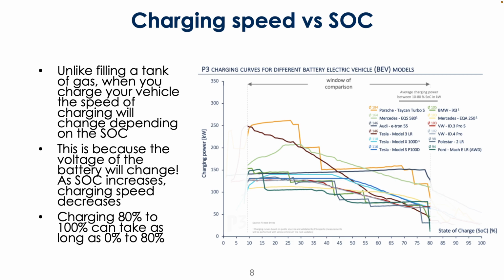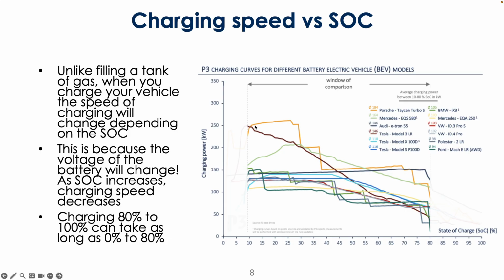And so at 80%, there's this rough rule of thumb that people talk about, that going from 80% to 100%, they've slowed it down so much that it could actually take as much time as it takes to charge from 0 all the way up to 80%. We can see that some vehicle models will sustain the rate of charge all the way up to 80% before dropping. So here's an example of that.